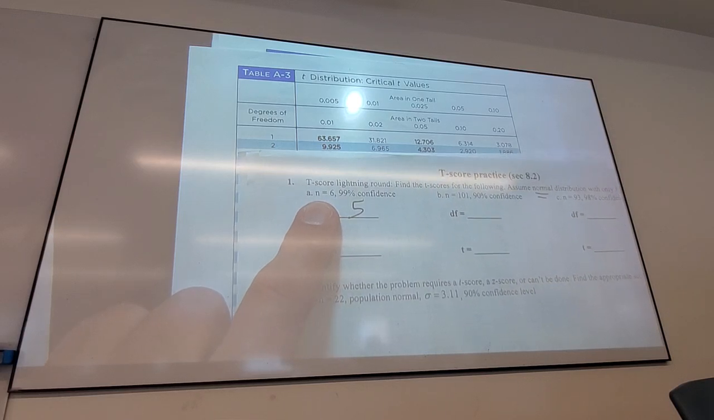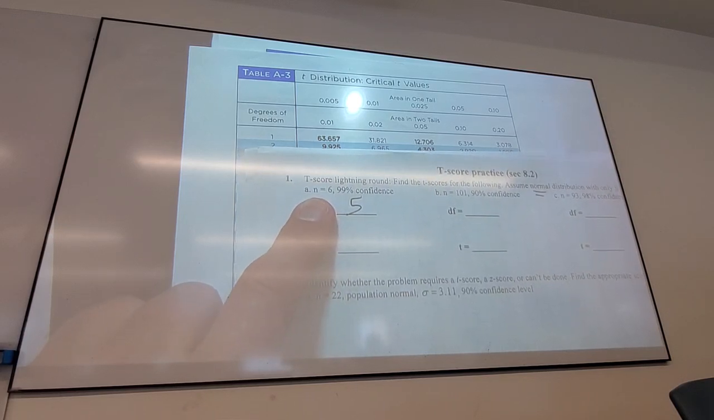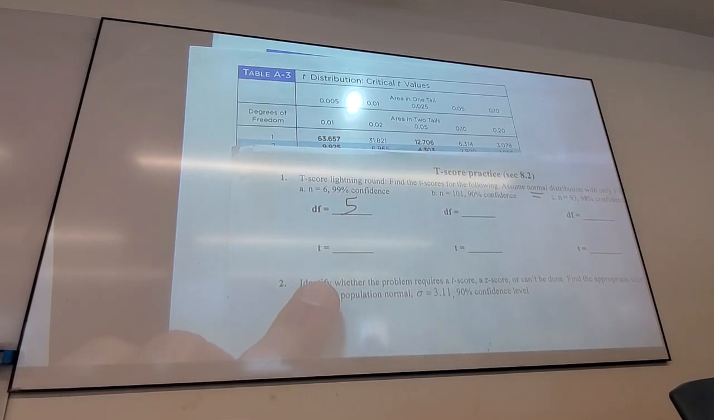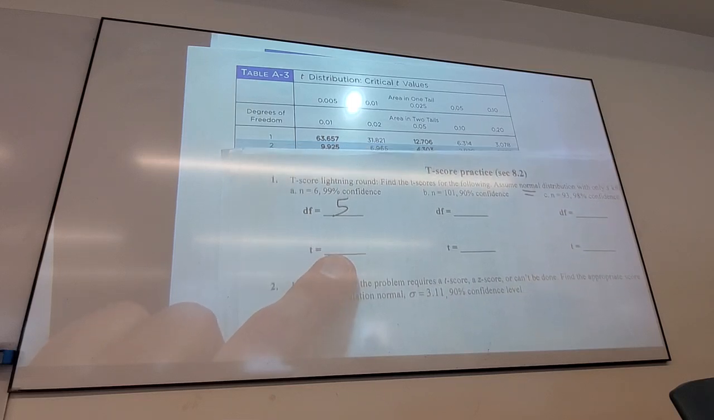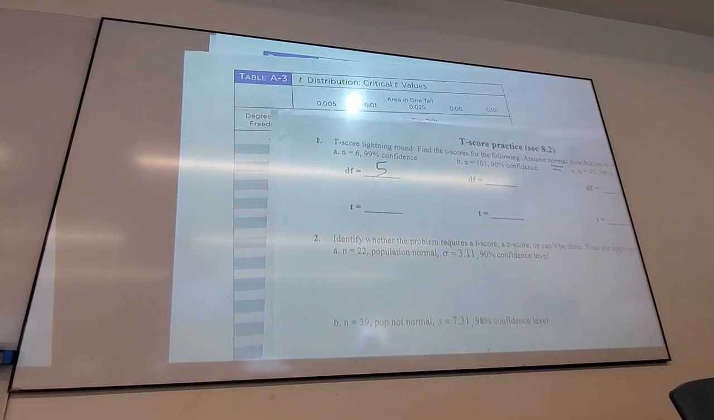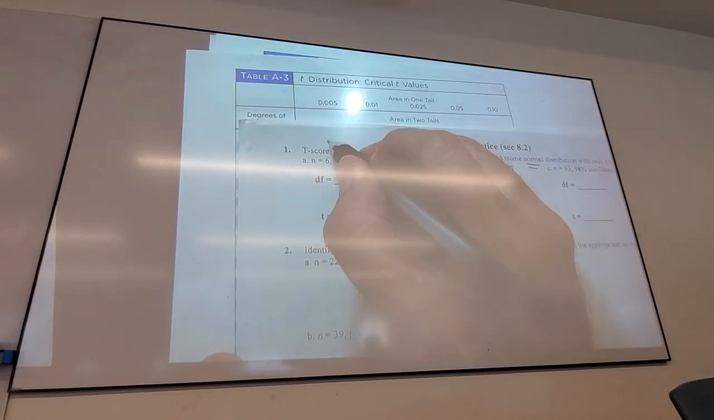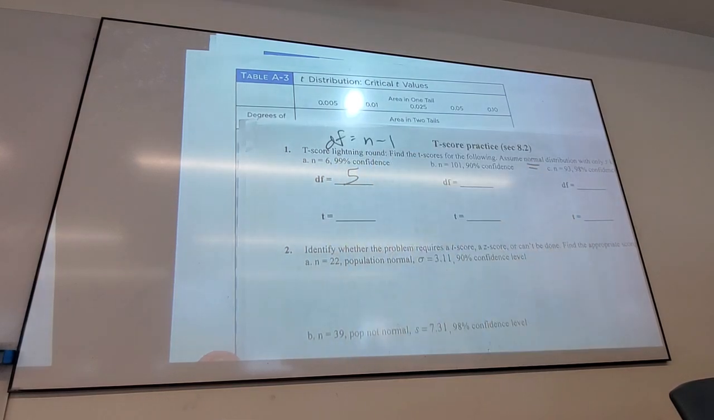When we have more than one sample, for example, we're not there yet. So we're just subtracting 1? Yeah, because what's the formula for the degrees of freedom? It's n minus 1.